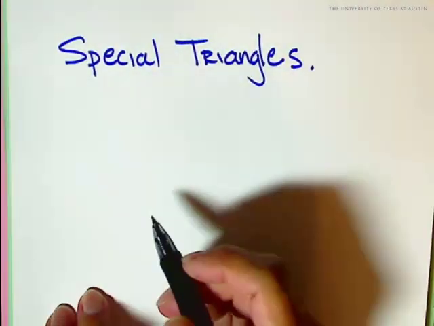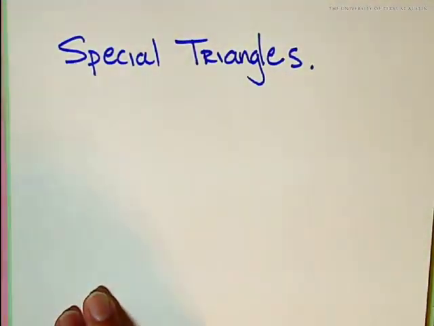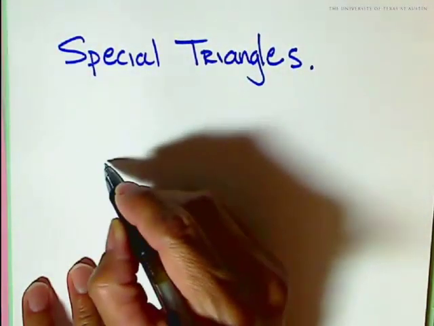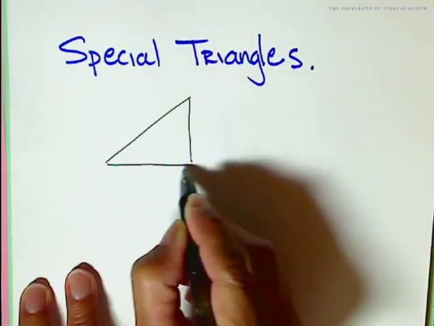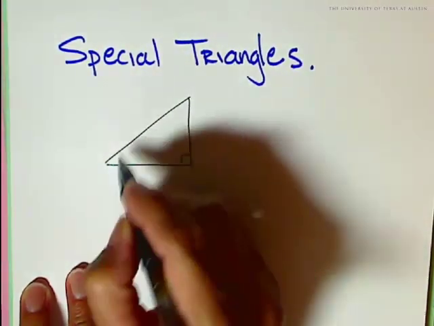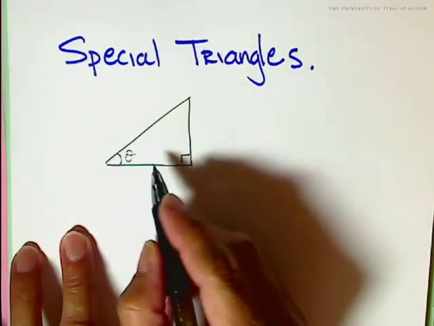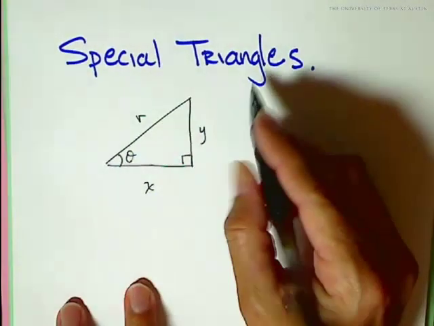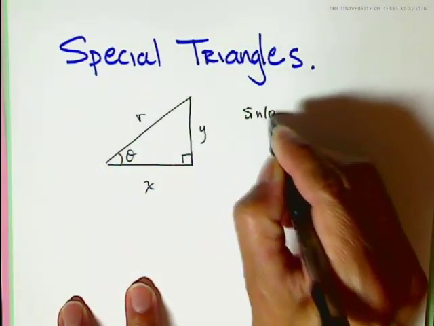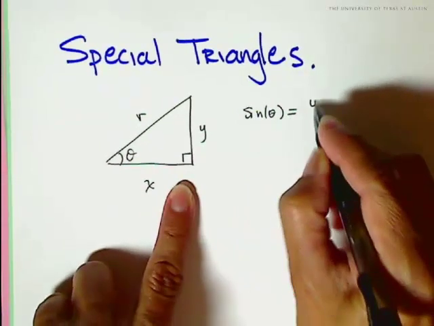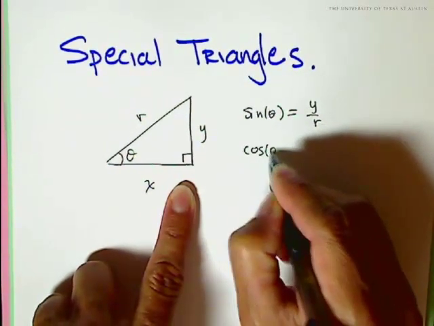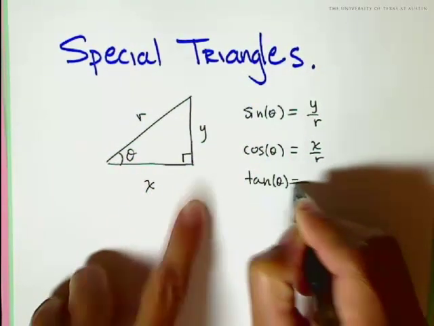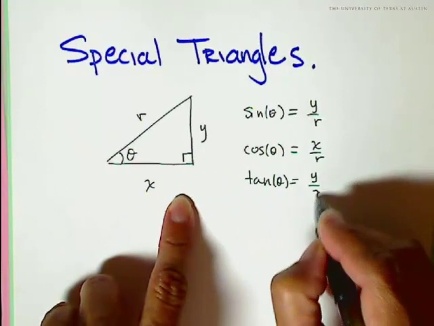We want to talk about three special triangles, special right triangles, and their respective ratios. Okay, so let's remember again what I mean by the ratios given a right triangle. So if we have a right triangle here, there's my angle theta, and let's label our sides x, y, and r. Then my three ratios that we talked about: sine of theta is equal to y over r, the cosine of theta is equal to x over r, and then the tangent of theta is equal to y over x.